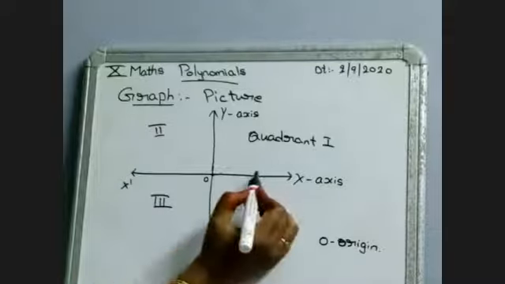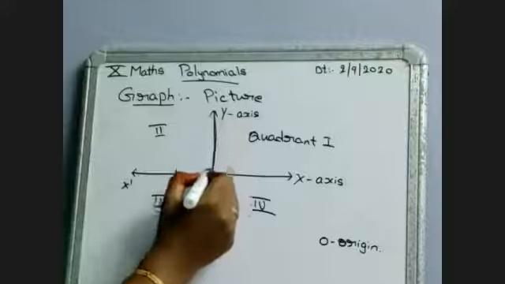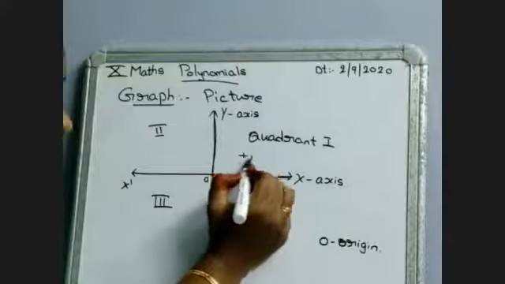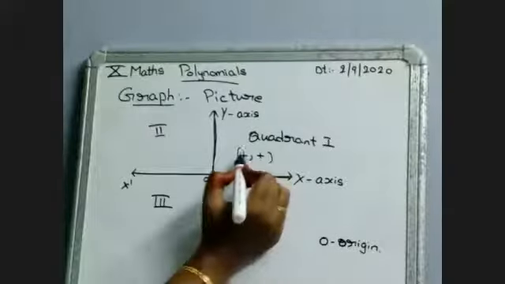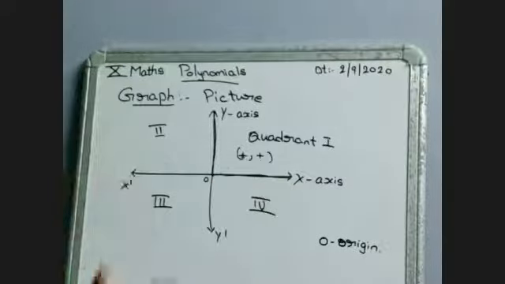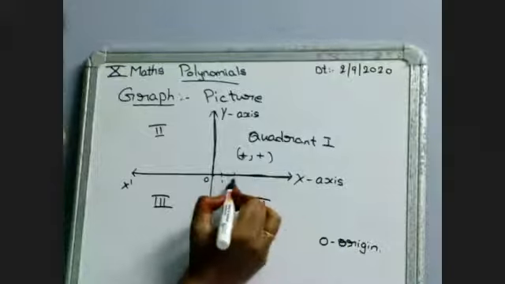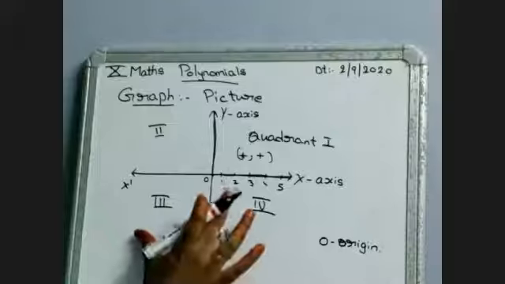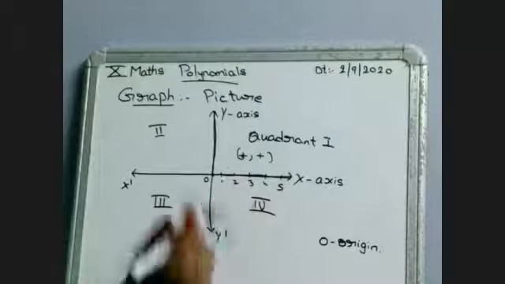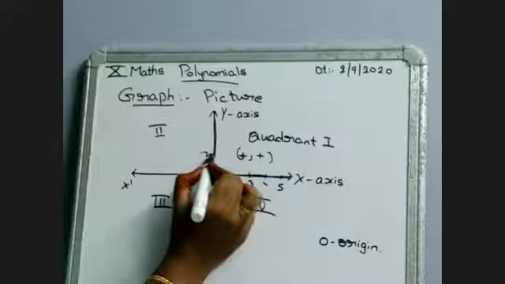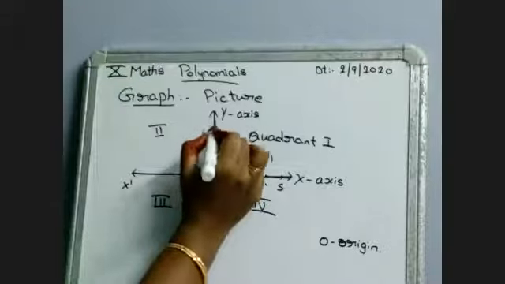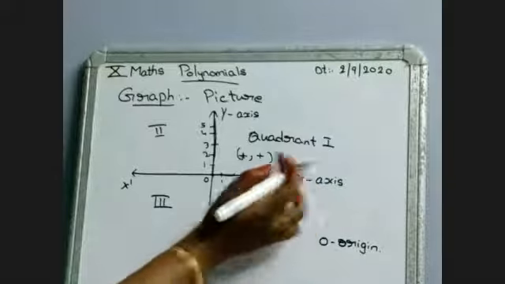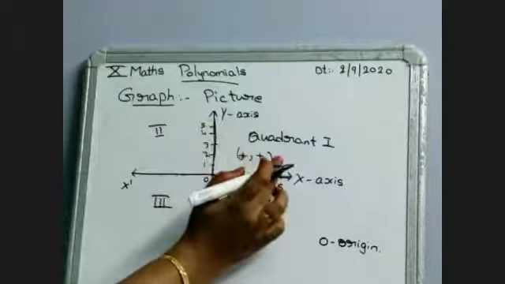If you observe quadrant 1, it is from the y-axis to the x-axis. Here we take it as plus plus, meaning the values should be positive numbers. Suppose you take 1, 2, 3, 4, 5 on the x-axis, the numbers are positive. Now the y-axis, 1, 2, 3, 4, 5, also positive numbers. So in the first quadrant, x-axis and y-axis numbers should be positive.